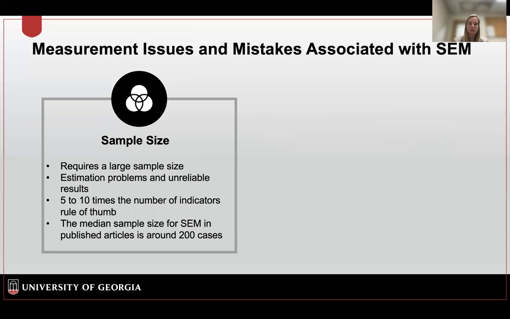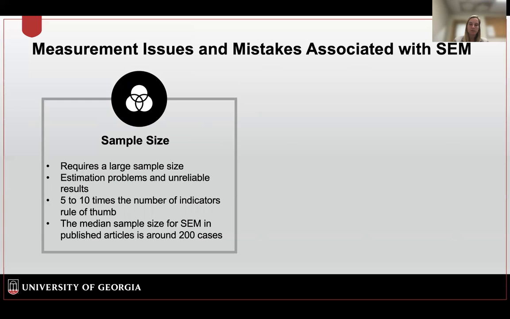Sample size. SEM requires a large sample size that may not always be possible to collect in the international agricultural context. Estimation problems and unreliable results are likely to occur if there are less than 10 observations per variable. However, there is no standard minimum sample size for SEM that is applicable in all contexts, but rather a 5 to 10 times the number of indicators rule of thumb. Given such, more complex models or models with more parameters will require a larger sample size than fairly simple models.